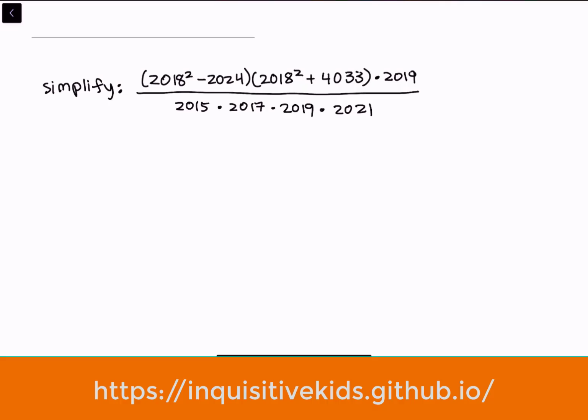So we see here a lot of large numbers in the 2000s, even 4000s. But if you look closely, they're pretty close to each other. Like we have 2015, then 2017, then 2019, then 2021 in the denominator. They are all apart by 2. So we see that there must be some sort of relationship to each other.